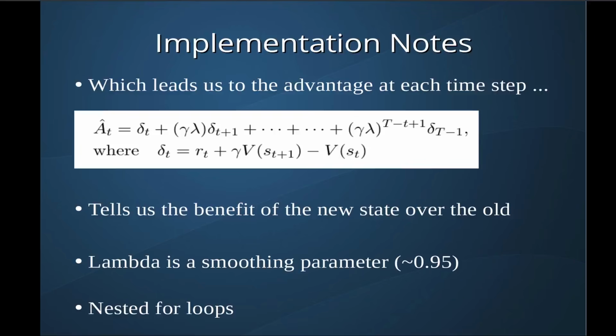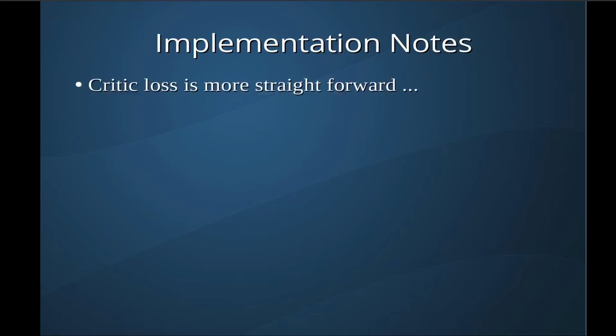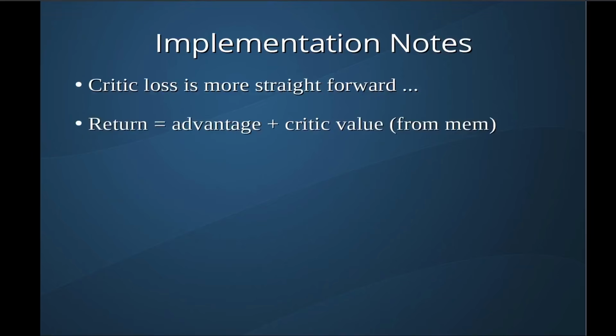All that will be made clear in the code, but fortunately the critic loss is a little bit more straightforward. So we need something called the return. The return is just equal to the sum of the advantage and the critic value based on the memory. So whatever the agent estimated the value of a particular state to be at the time that it took it is what we're going to be using for the critic value in our return.